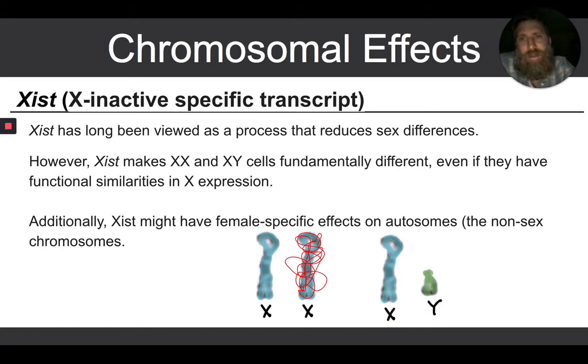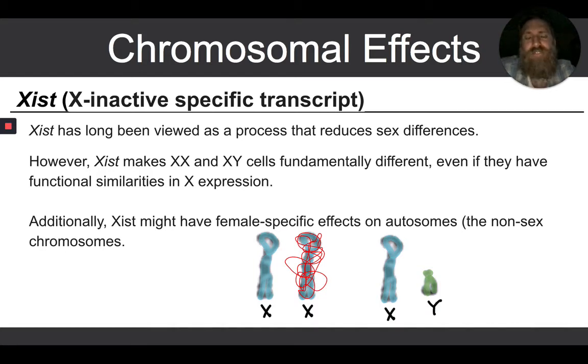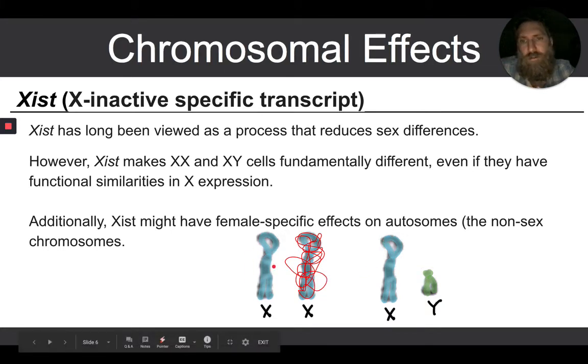But the Xist makes XX and XY cells fundamentally different, because the XY doesn't have this non-coding RNA machinery floating around and doing this. It's a very different mechanism, unlike anything that's happening in a cell that has just XY, even if they have functionally similar expression of just one X chromosome.